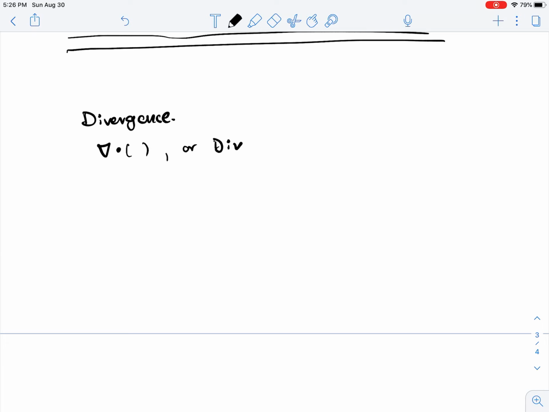And then the divergence is gonna lower the order or the degree of our tensor. So if we have a second order tensor and we apply the divergence, we're gonna get back a vector. And if we have a vector and we apply the divergence, we'll get back a scalar. For example, divergence applied to a vector field V.